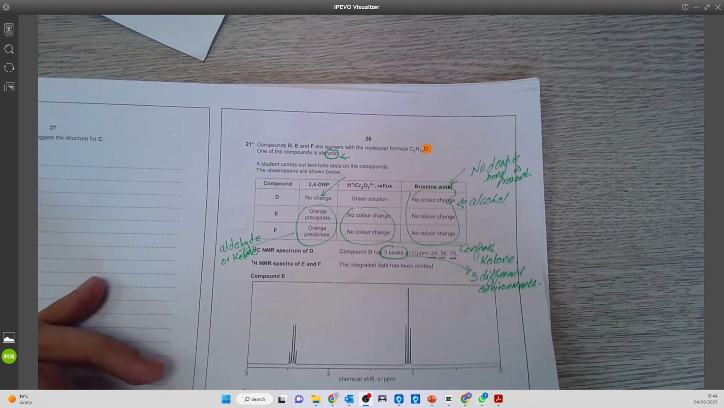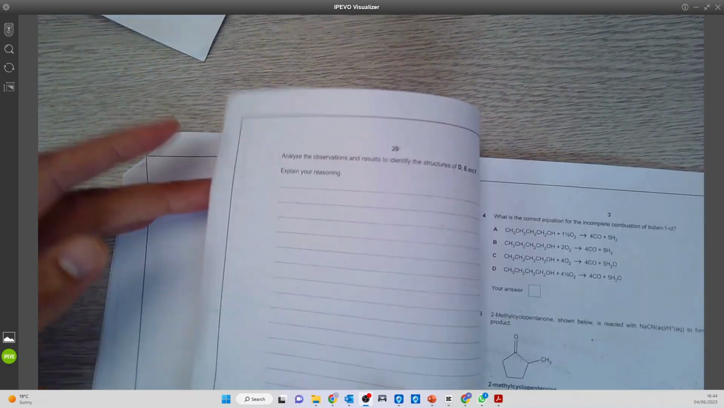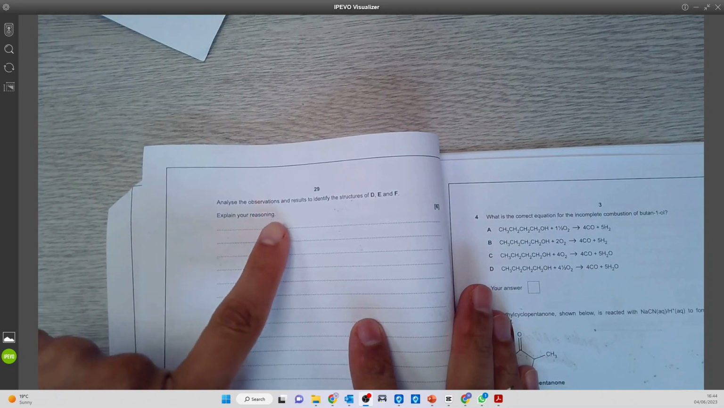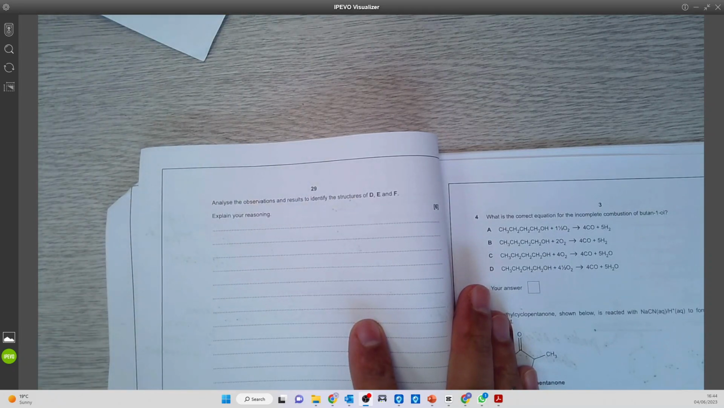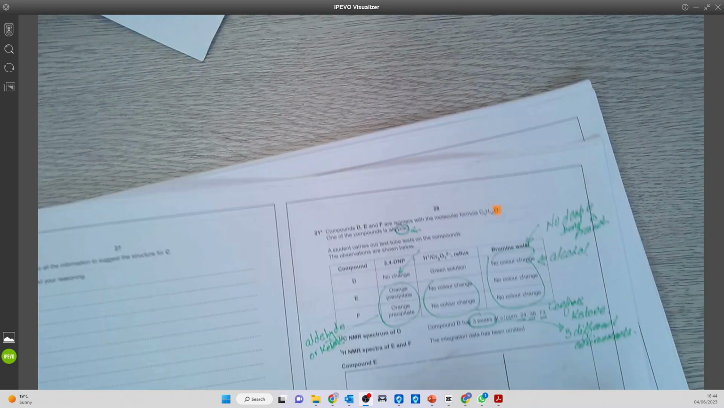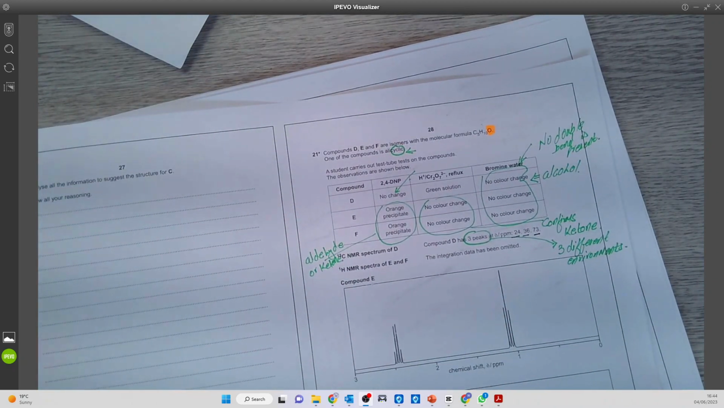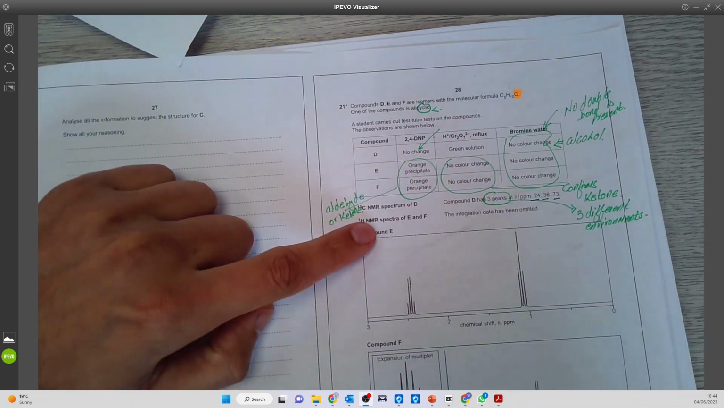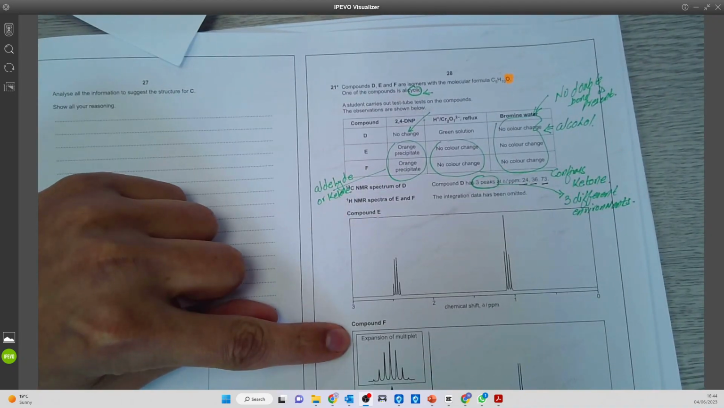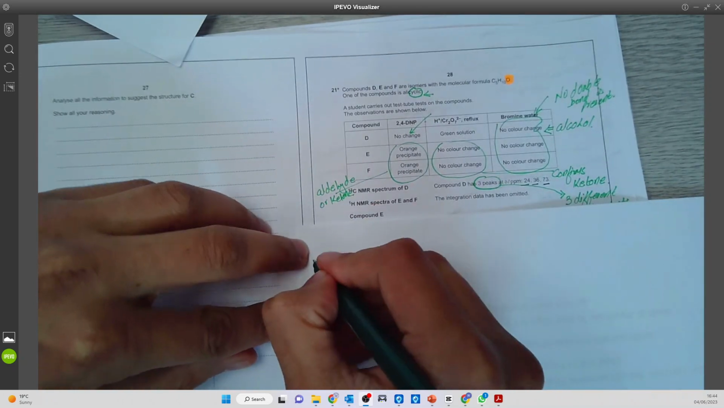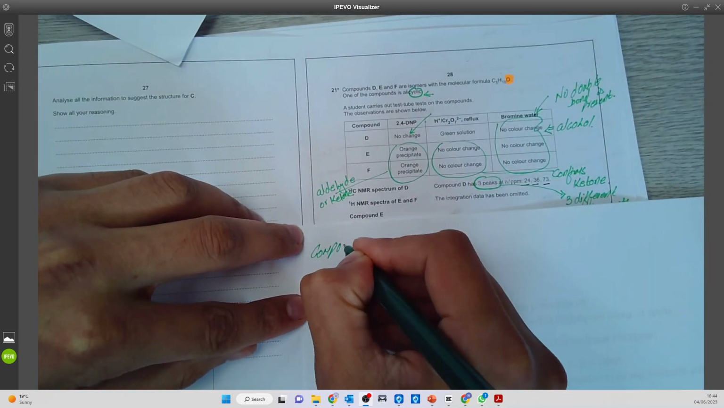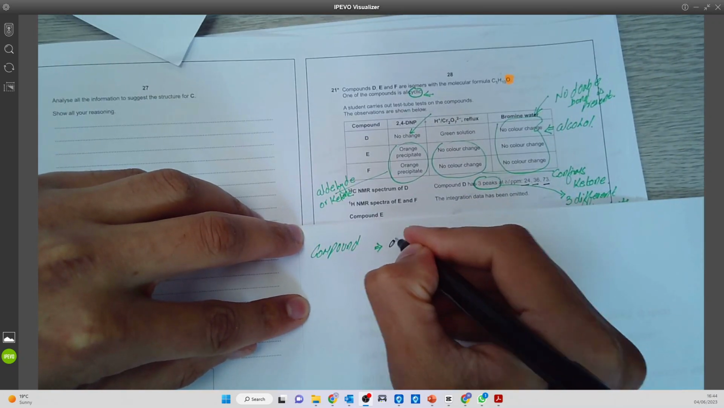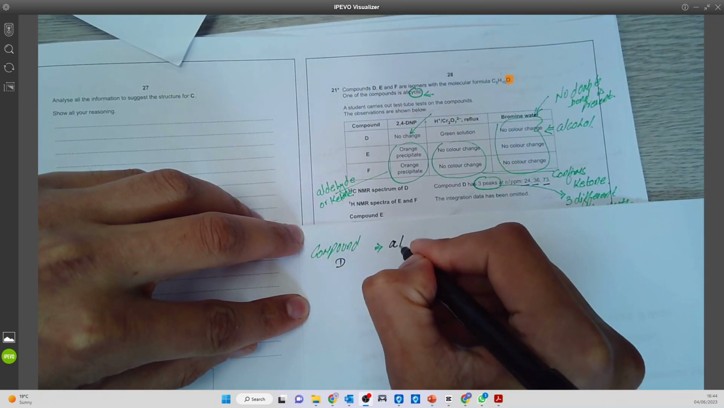If you look at the next page, the question basically asks us to identify what D, E, and F are. It says analyze the observations and results to identify the structures of D, E, and F. So let's start. I can start working on D because this is all the information that I have related to D, because after this everything is about compound E and compound F. So for D I can say compound D is alcohol.